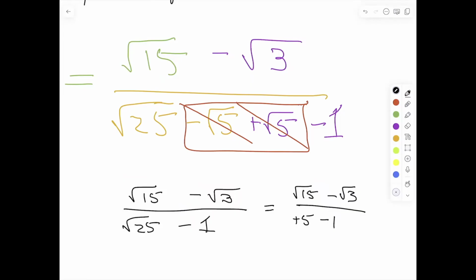That is what you are expected to do on Wednesday's exam. Let's do another one. And this one, you're going to tell me what to do, and then we're going to do it. So we got square root of 5 over square root of 3 minus 1. Is this kosher and halal? No, it is not. What do I have to do?